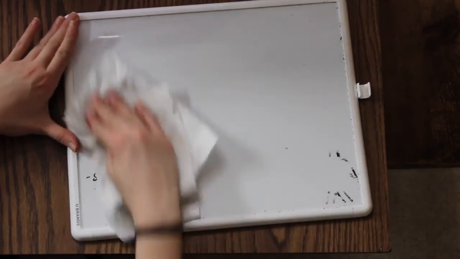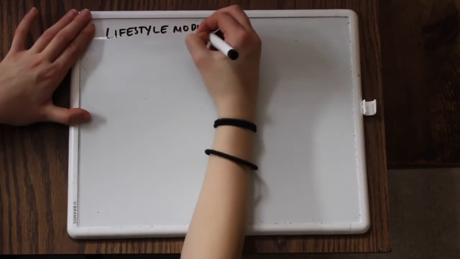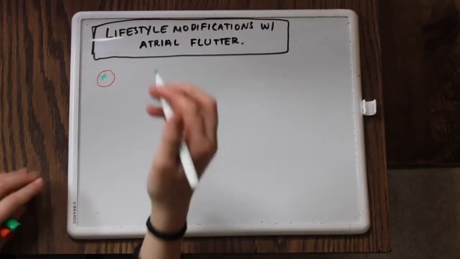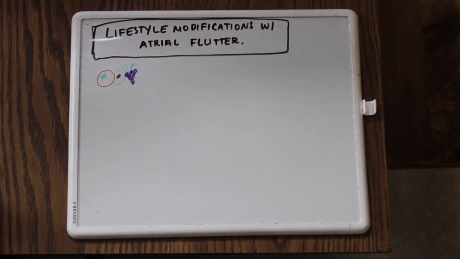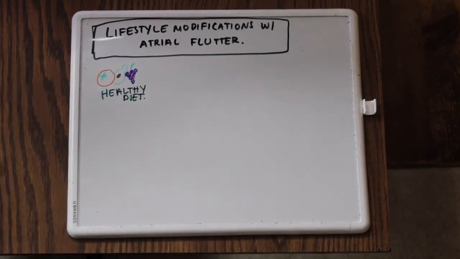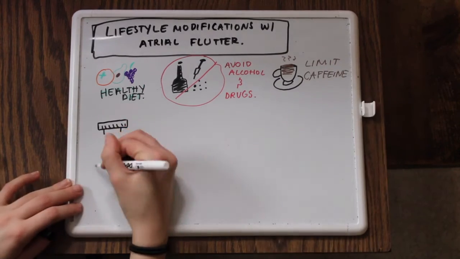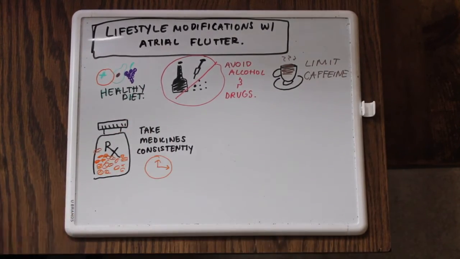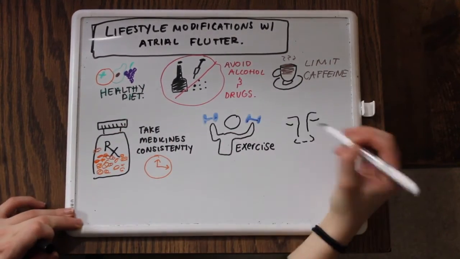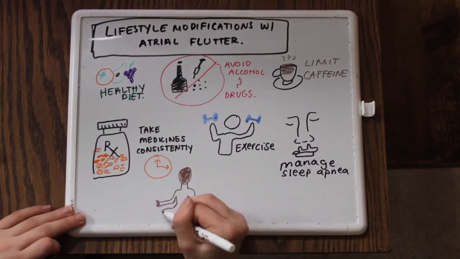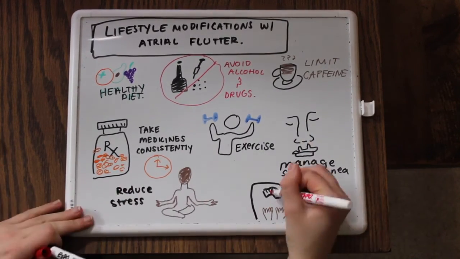Now, what lifestyle modifications can you make with atrial flutter? The first is to eat a healthy diet, to avoid alcohol and drugs, take your medicines consistently. This one is really important. Exercise, limit caffeine, manage sleep apnea if you have it, reduce stress, and lose weight or maintain a healthy weight.